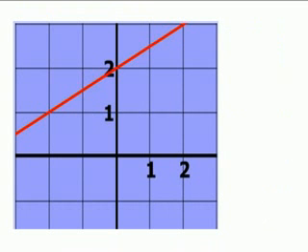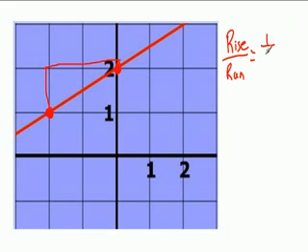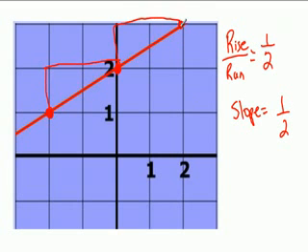Let's try another one. Here our point intersects here, and our point intersects here. So we need to do rise over run. We're going to go rise 1, and run 1, 2, positive 2. So our slope equals 1 over 2. Now again, if you went up 1 and over 2, there's our next point.